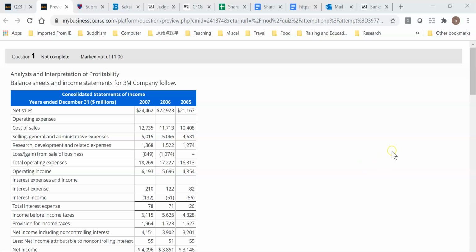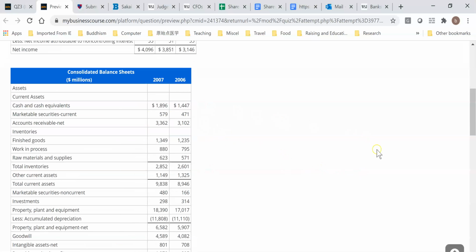This is question number 4 on QZ3 for module 3. So this is also another question on the decomposition of ROE, return on equity, into the operating component and the non-operating component. So we're provided with the income statement and the balance sheet of this company, 3M.